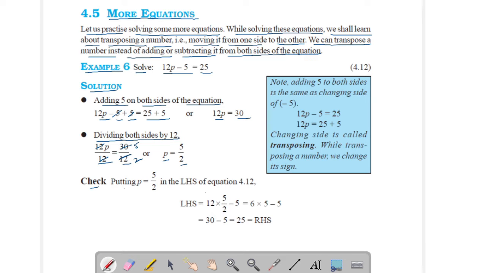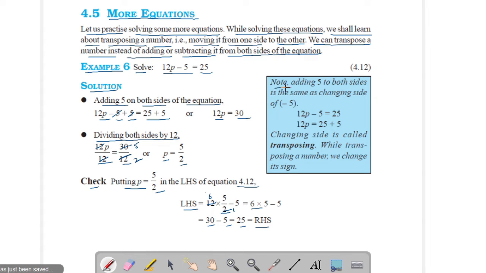Check, putting p equal to 5 upon 2 in the left hand side of the equation. What will you get? The left hand side equal to 12 p. Replace p by 5 upon 2, minus 5 equal to, here you can cancel 12 by 2. 2 ones are 2, 2 sixes are 12. You will get 6 into 5 minus 5, and 6 into 5 is 30 minus 5, that is 25, which is equivalent to the right hand side.